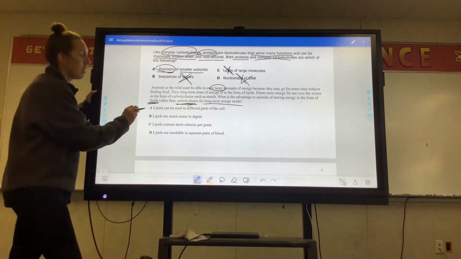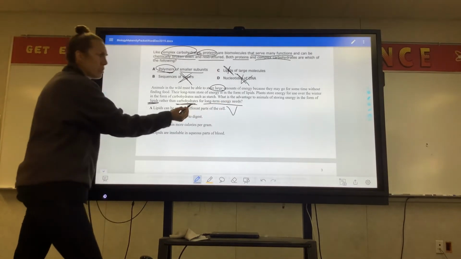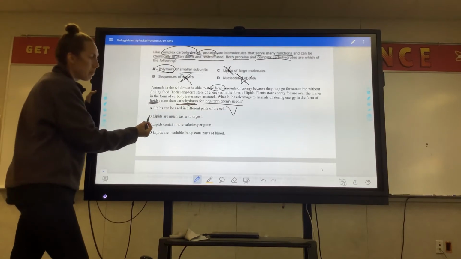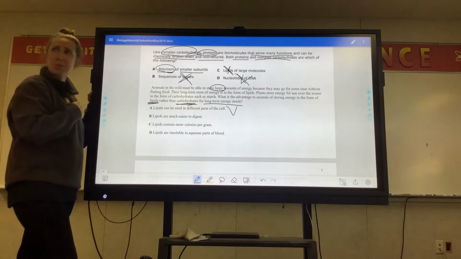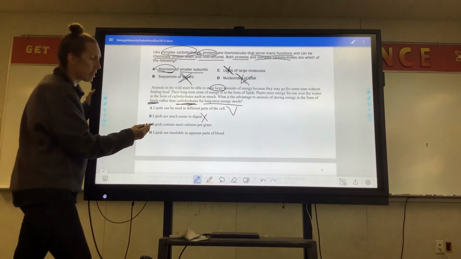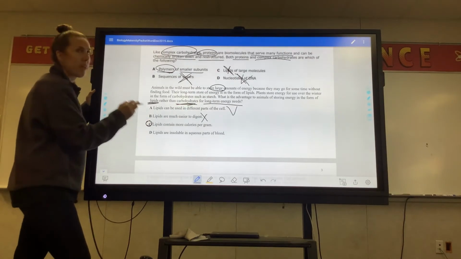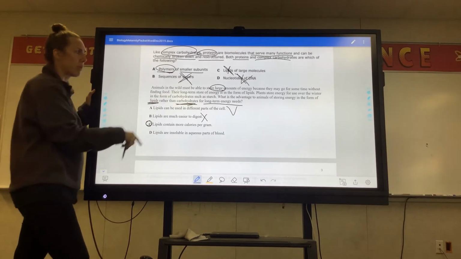So ready? Lipids can be used in different parts of the plant. Yes, but is that why we should store it? No. Lipids are much easier to digest? No. I don't think they are. Carbs are easier to digest. Lipids contain more calories? Yes. That's why. Okay. Lipids are insoluble in aqueous solutions. This is true, but it's not why we should store it.